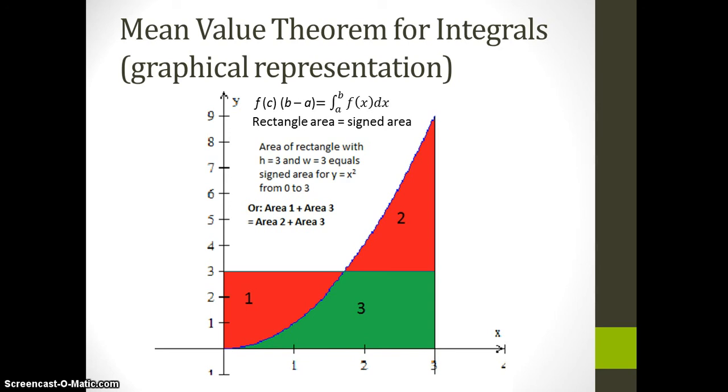Looking at it graphically, what I'm saying is that the area 1 plus the area 3, which is the area of the rectangle, has to equal the area of 2 plus the area of 3, which would be the signed area underneath the function. As you can see, the area of 1 and 2 look pretty similar and in fact do equal each other. And the area of 3 is a shared area between the rectangle and the function. So those two areas balance out, 1 and 2.